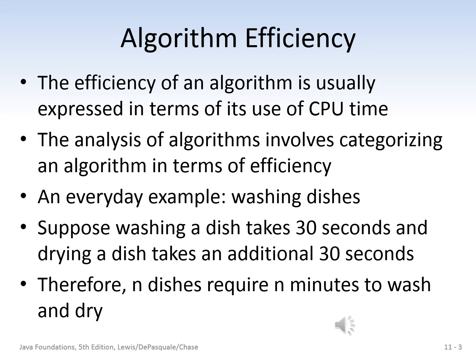The analysis of algorithms involves categorizing an algorithm in terms of efficiency. So let's take a look at an everyday example. Washing dishes. Not something I do, but I guess people still do wash dishes. Suppose you wash a dish and it takes 30 seconds. And then drying that dish takes an additional 30 seconds. Therefore, N dishes require N minutes to wash and dry. Hold that thought as we move forward.